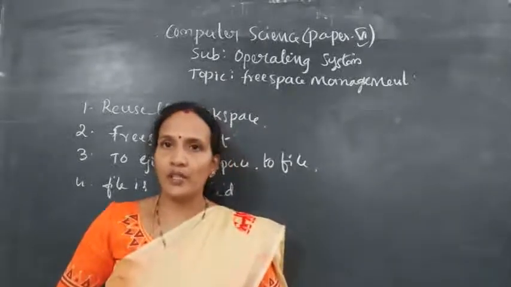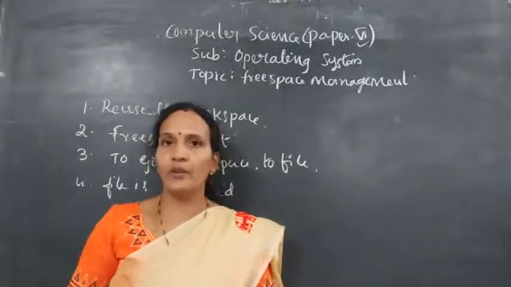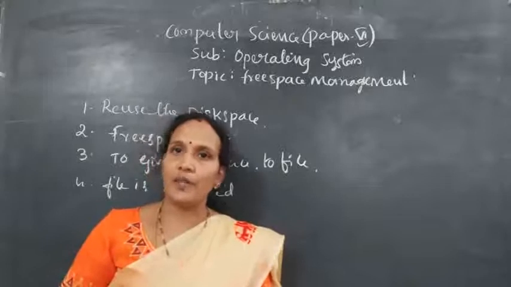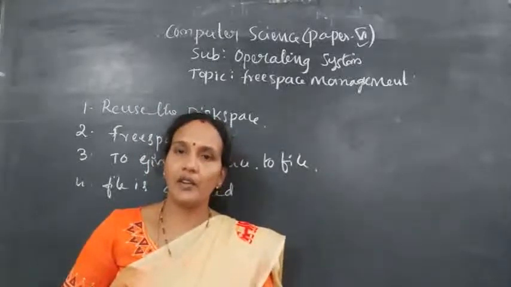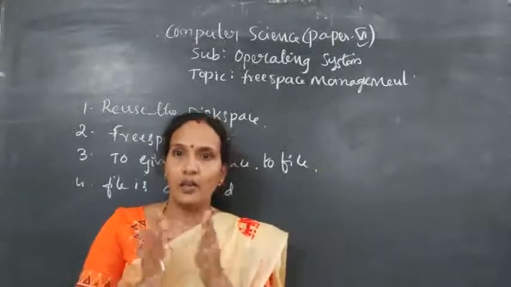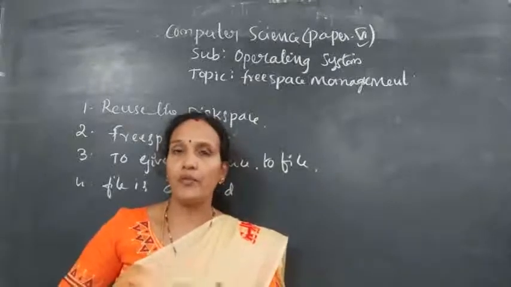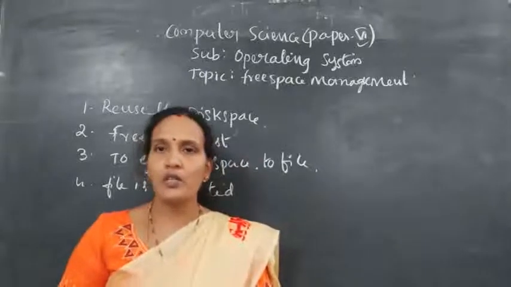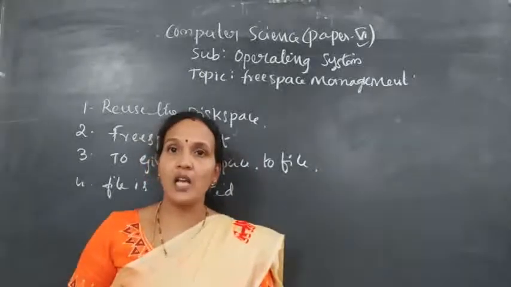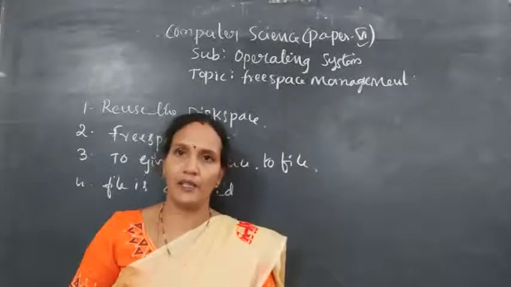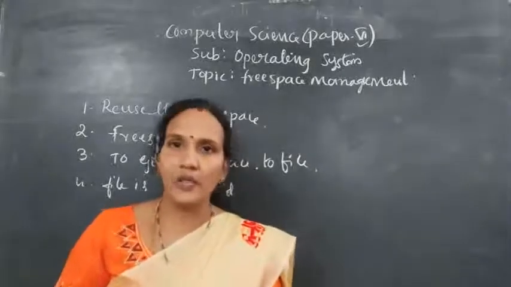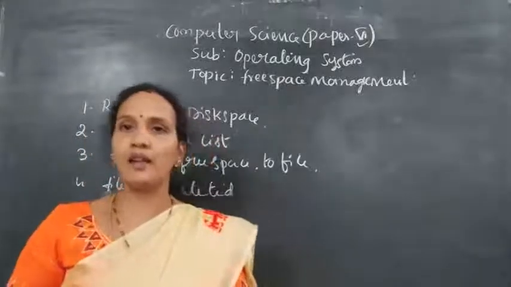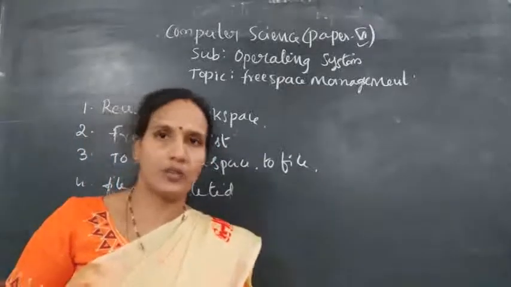So who will do this? The operating system will do it. Whichever blocks are free in the memory, it will gather information about those free blocks, and whenever a file is requesting memory, the operating system will give those free blocks to that file. So how to manage the free space is called free space management. It is also one of the jobs of the operating system. Under the functions of the operating system, you can write this also.